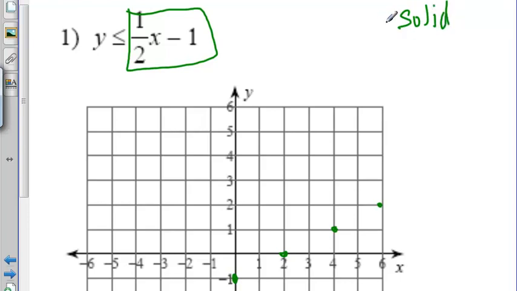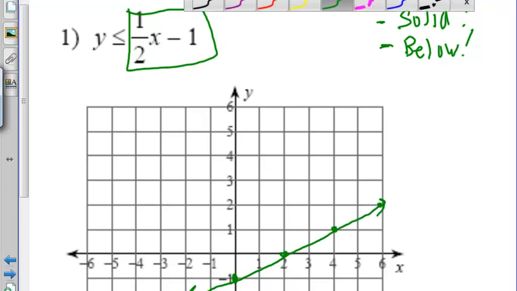There's really only two things I need to know. Solid, and is it above or below? It's below the line because it's a less than symbol. This is a less than symbol. So y is less than or equal to, and I need to go below this. So I'm going to just make a solid line. So nothing's changed here. Now I need to shade below it.